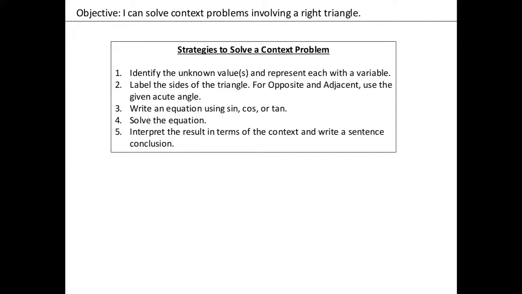All right, so for today we're going to be looking at strategies to solve word problems. First, figure out what it is that it's asking you for. So identify the unknown, and then attach the variable to whatever side of the triangle it goes with. Then label the sides: the opposite, adjacent, and hypotenuse. It's going to give you an angle, so that'll help you figure out the opposite and the adjacent side. Then write an equation using sine, cosine, or tangent. So sine is SOH, cosine is CAH, and tangent is TOA.